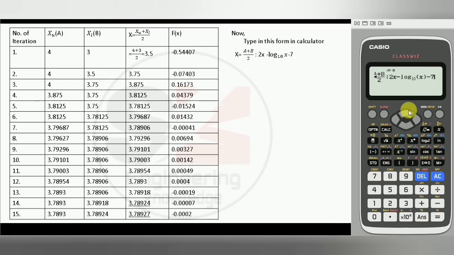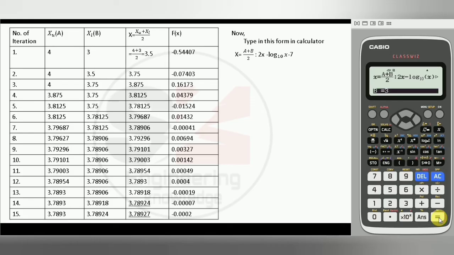Then after writing in this form, just press the solve button. At first we have to write the value of a, and we take the initial values as 4 and 3. 4 represents the upper limit value and 3 represents the lower limit value. At first it will ask the value of a, then you have to write 4, and after writing 4, press the equal to button.